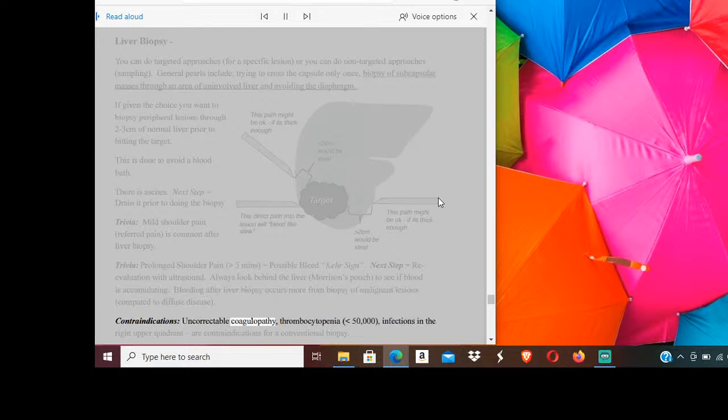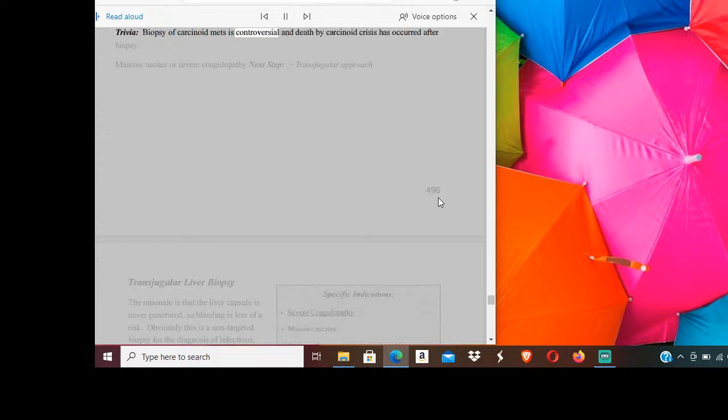Contraindications, uncorrectable coagulopathy, thrombocytopenia below 50,000, infections in the right upper quadrant, are contraindications for a conventional biopsy. Trivia, biopsy of carcinoid mets is controversial and death by carcinoid crisis has occurred after biopsy. Massive ascites or severe coagulopathy. Next step equals transjugular approach.